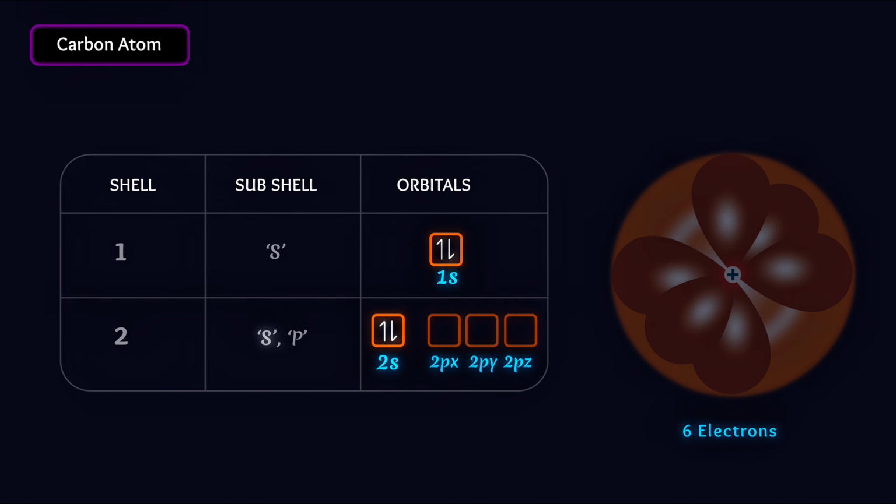However, the remaining 2 electrons do not both occupy a single orbital, for example, filling only 2px and leaving 2py and 2pz orbitals empty. Instead, the 2 electrons occupy 2 separate orbitals, with 1 electron in each. But why don't the remaining 2 electrons pair up in a single orbital? To understand this, we need to look at one of the additional properties of the electrons.